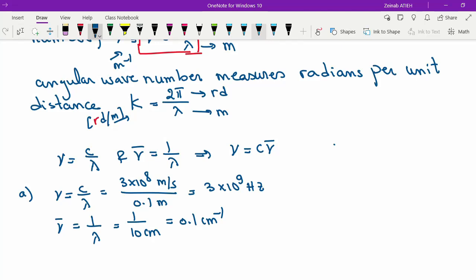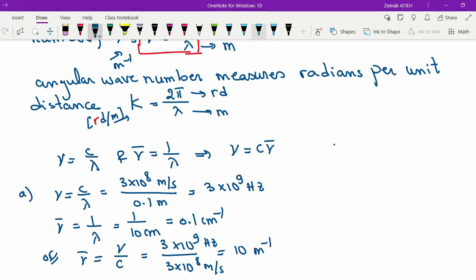Can I get nu bar out of nu? Yes, we can do that. Let's do a second method. Nu bar is equal to nu over c. It's equal to 3 times 10 to the power 9 over 3 times 10 to the power 8, which is equal to 10. Because I have used SI units here, this is expressed in hertz and this is expressed in meters per second, I will end up with a unit of meter minus 1.